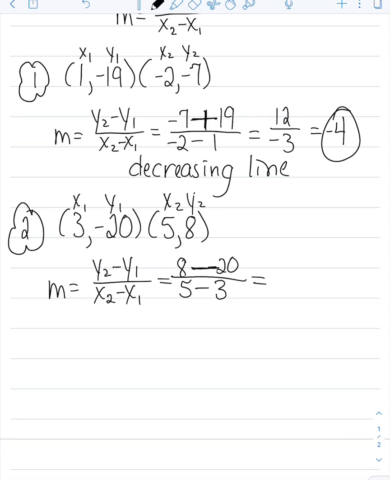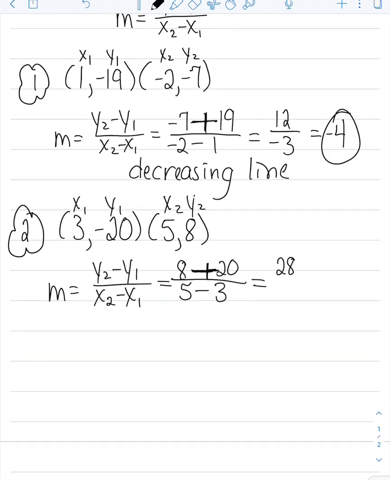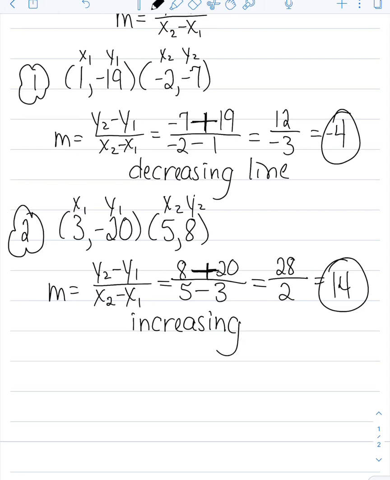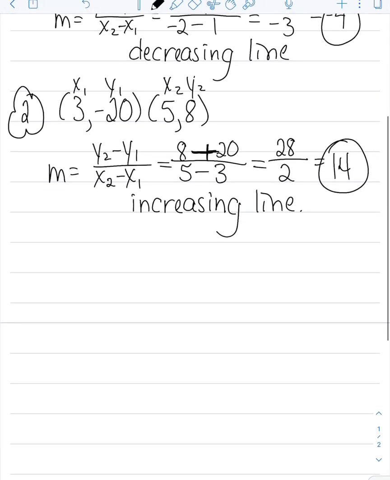Remember, 2 negatives make a positive. 8 plus 20 is 28, over 5 minus 3, which is 2. First I see if it's divisible, and 28 divided by 2 is 14. So my slope is positive 14. Well, what do we know about a positive slope? That means that this is an increasing line. It goes up from left to right. So let's take a look at 3.